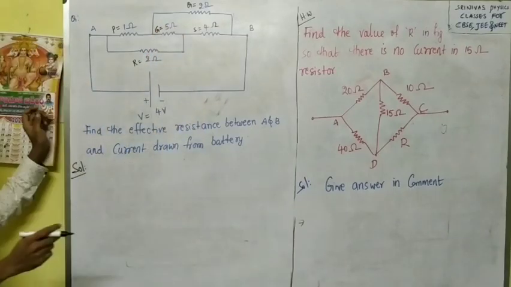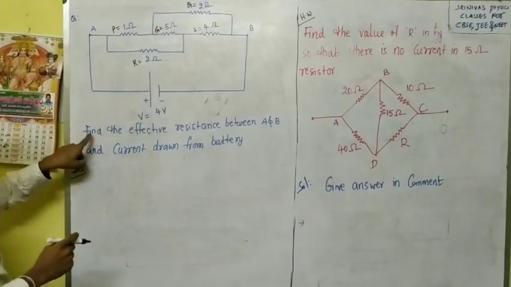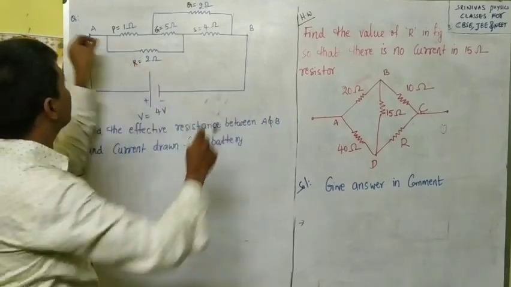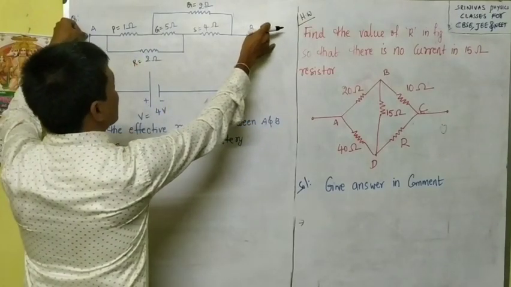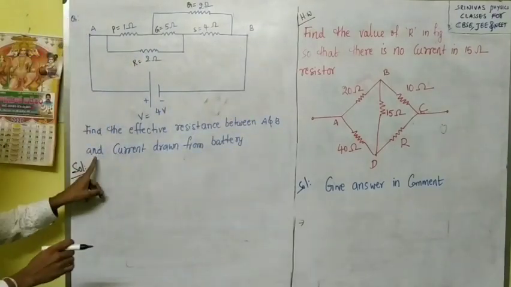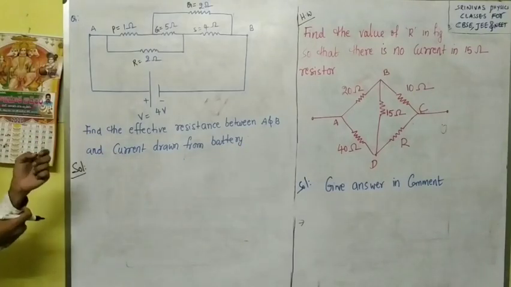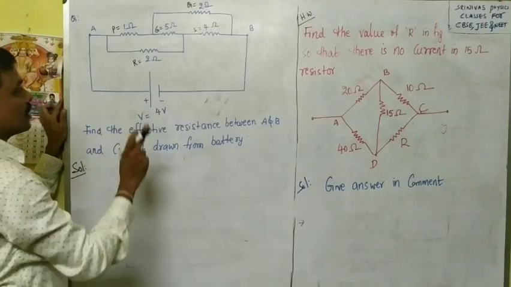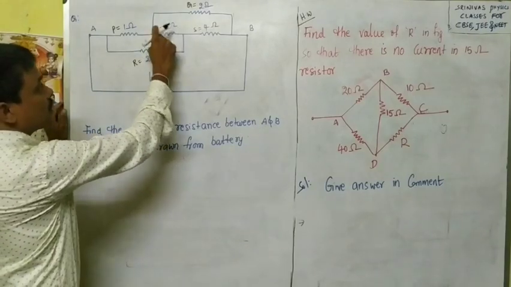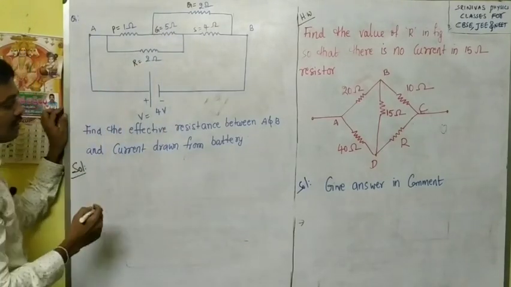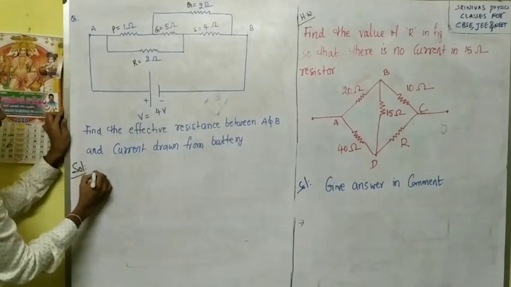What they gave in the question: find the effective resistance between A and B. Between A and B the effective resistance we have to calculate, right? And after that we have to find out the current drawn from the battery. How to find the effective resistance, you already know. If current through the galvanometer is 0, we can remove this part. But when the current through the galvanometer is 0, right, we know the balancing condition, right?